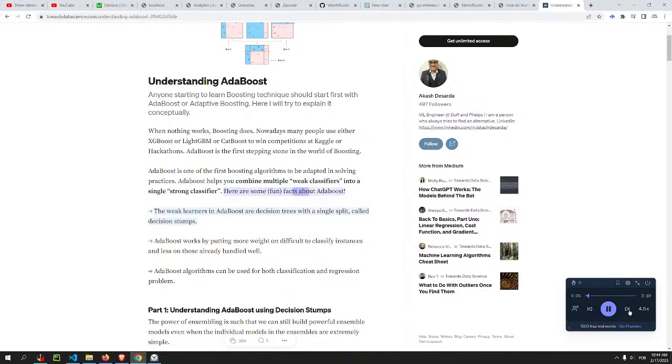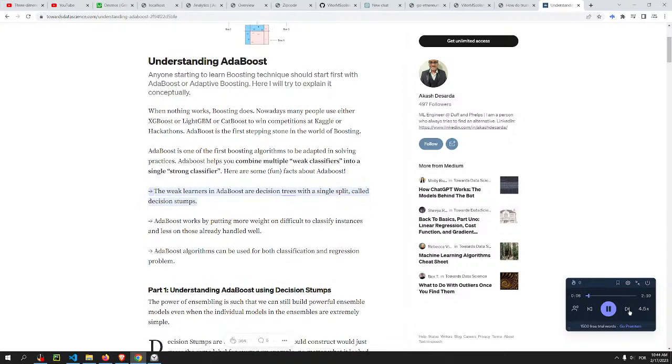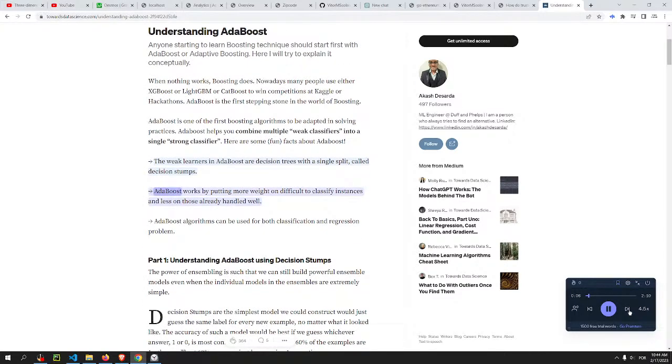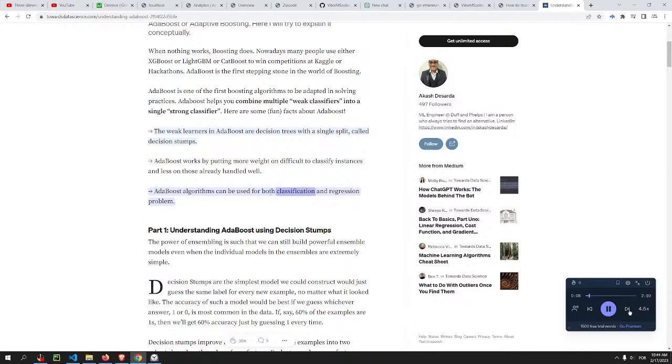Here are some fun facts about AdaBoost. The weak learners in AdaBoost are decision trees with a single split, called decision stumps. AdaBoost works by putting more weight on difficult to classify instances and less on those already handled. AdaBoost algorithms can be used for both classification and regression problems.